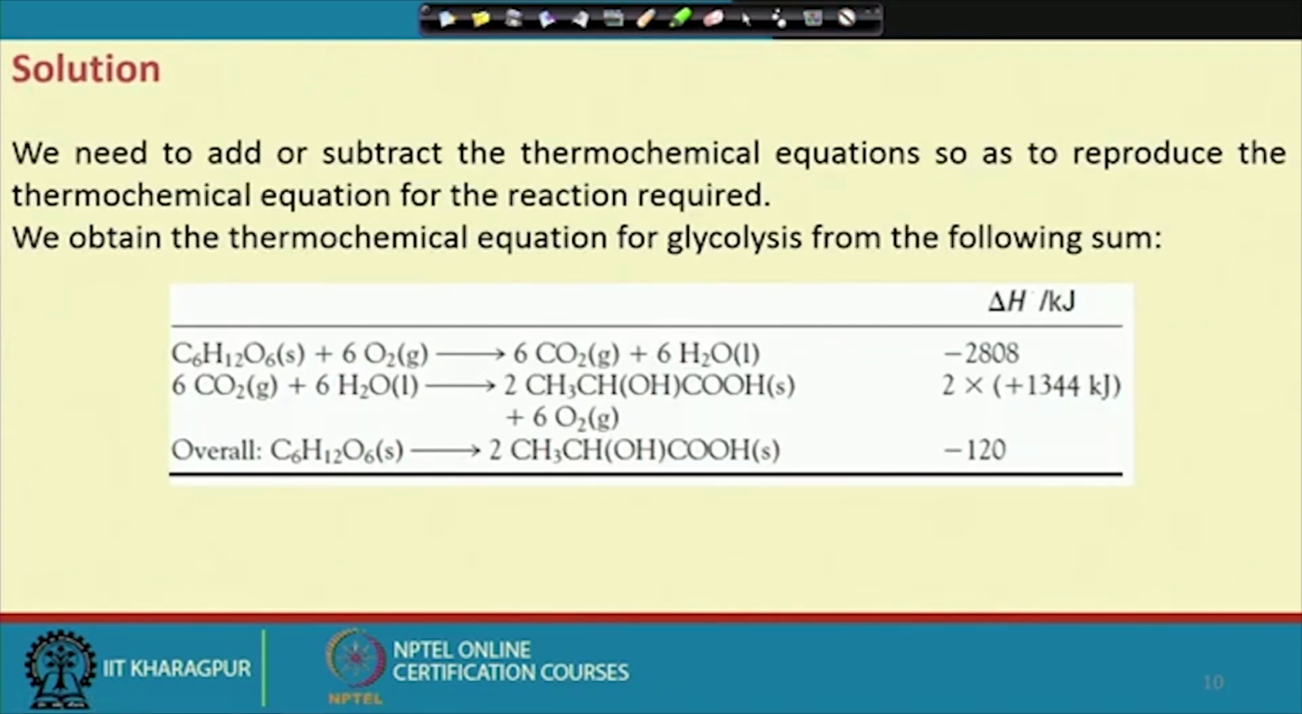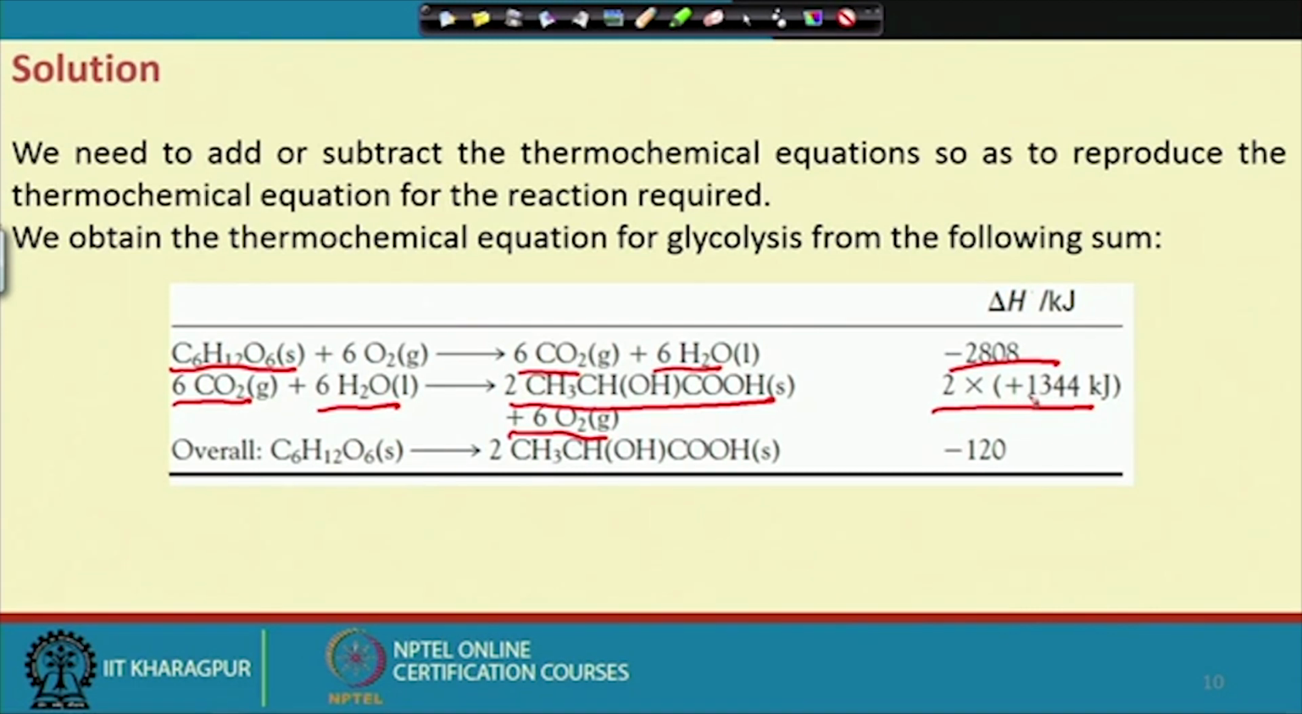Previously we have seen this equation that we have. Here, 1 mole of glucose produces 6 moles of carbon dioxide and 6 moles of water. Now, 6 moles of carbon dioxide and 6 moles of water can produce 2 moles of lactic acid and 6 moles of oxygen, and that requires enthalpy of 2 into plus, because it was minus previously. Since it is in the reverse direction, it will be plus.